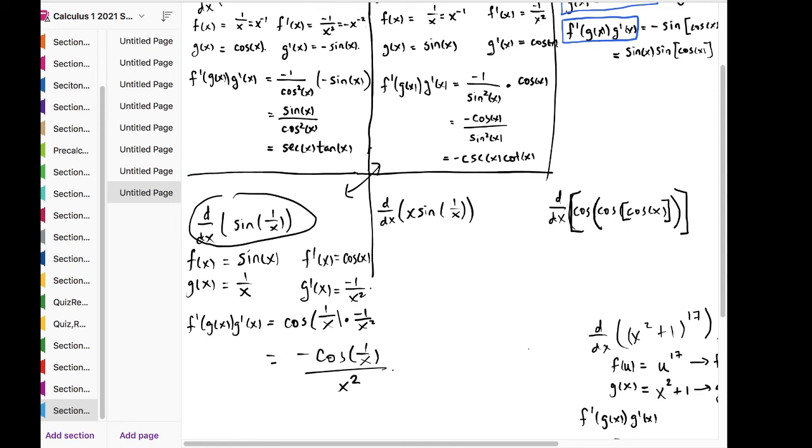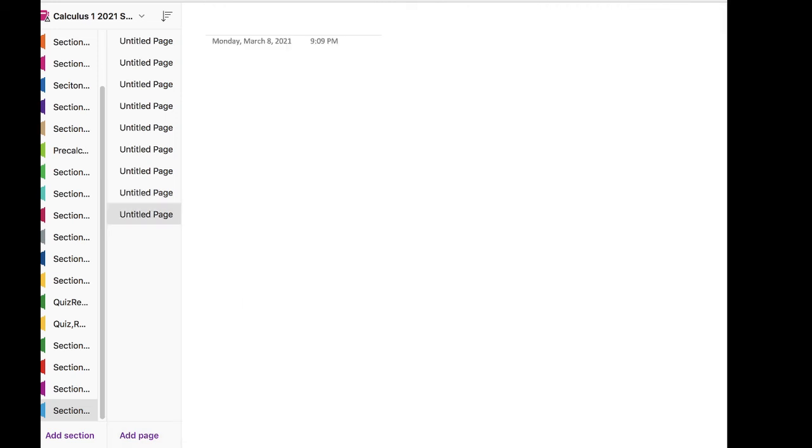Okay, let's do some more and do a new page. I'll do one I didn't do over on that page. It's a good one. Let's do the derivative of secant of tangent. Okay, what's f and what's g?